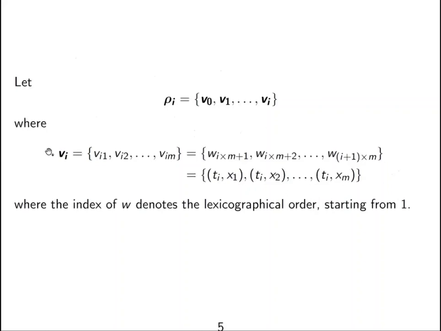So here you've got your v, which essentially denotes the first index of v is the time coordinate, and the second index of v is the spatial coordinate, and you're just ordering that in terms of this index of w, which happens to be the lexicographical order.